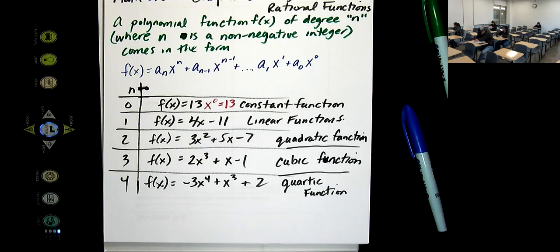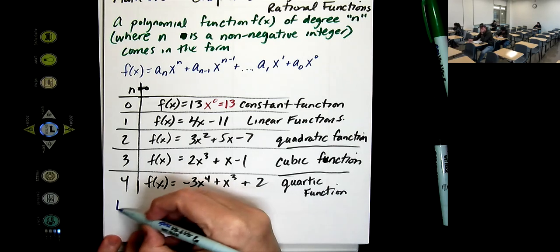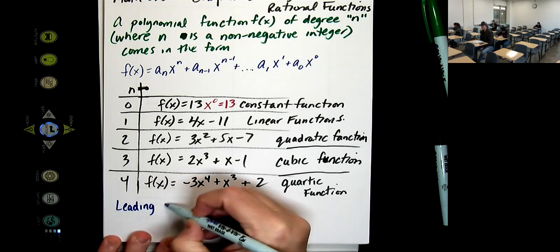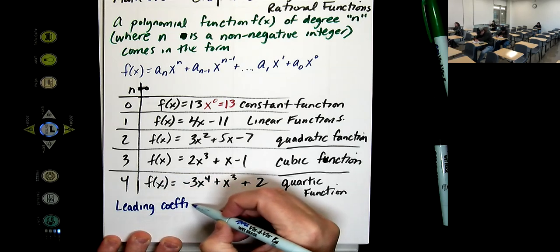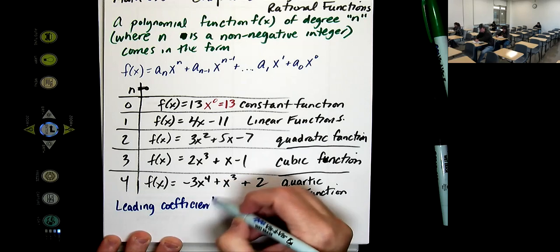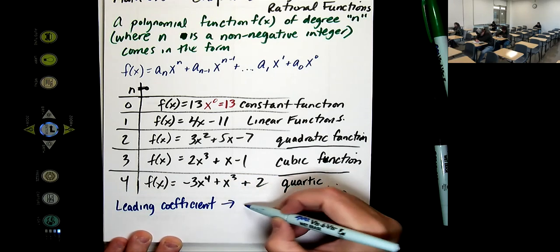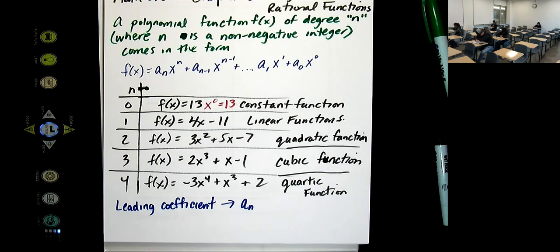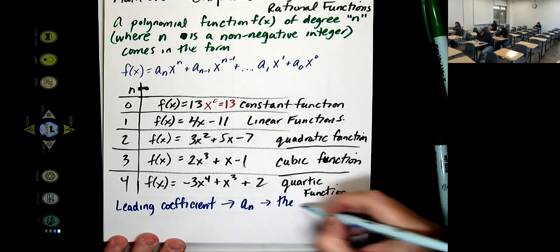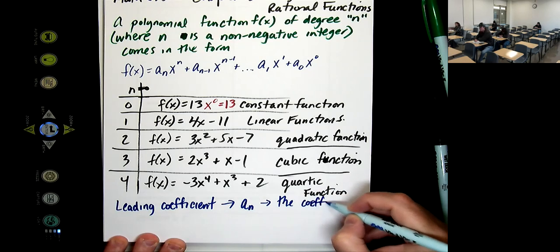They start getting a little unmanageable. The leading coefficient has a name. Well, that is its name. This is the a sub n term. It's the coefficient on the variable with the highest exponent.